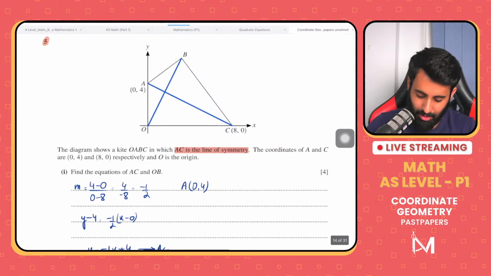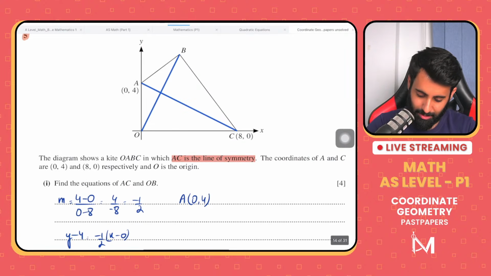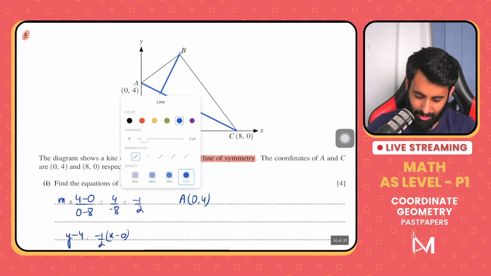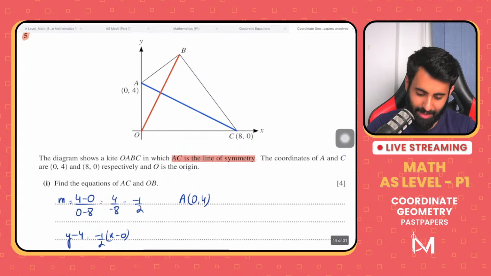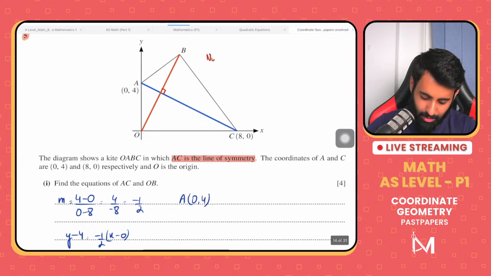All right. So because it's a kite, that means this line OB, the diagonals of a kite, remember, are perpendicular. So I'll write that down over here. Note: the diagonals of a kite are perpendicular.